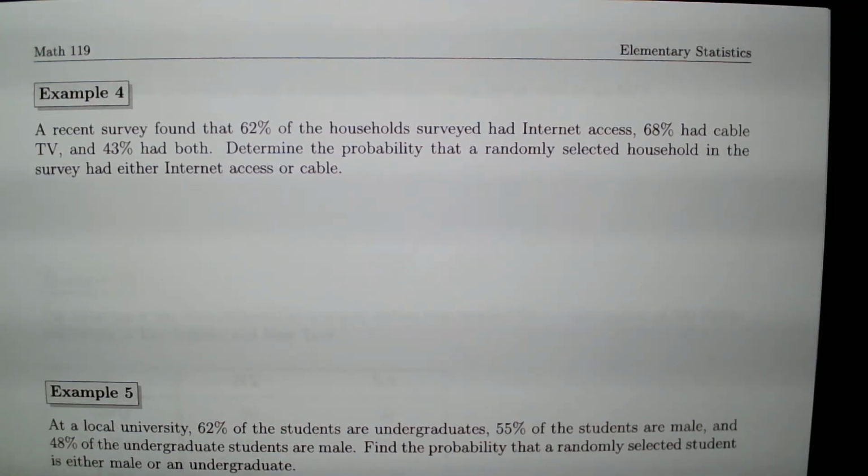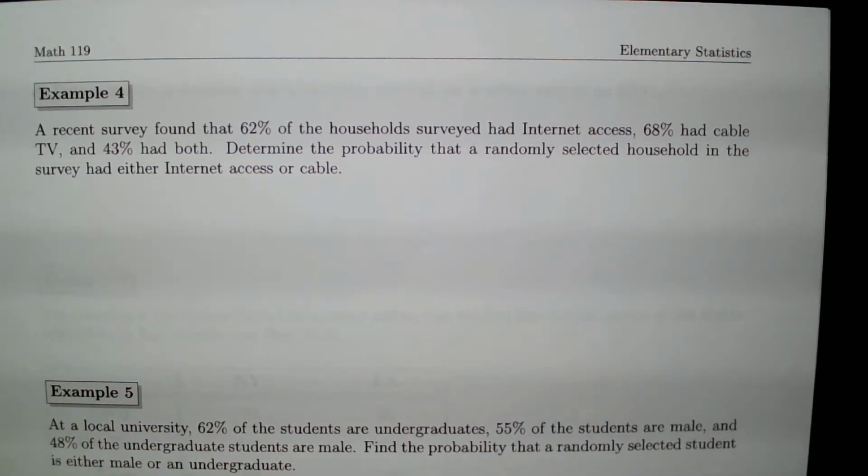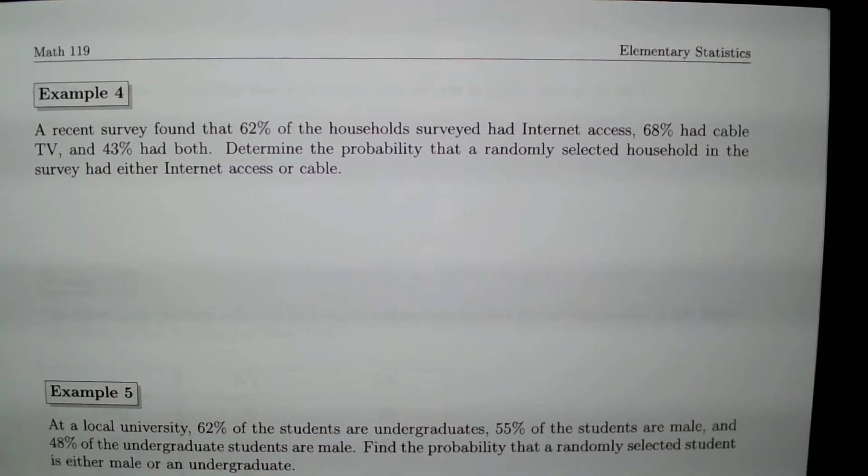So in this video we go over additional examples covering the addition rules. Alright, so we have this situation in which a survey found that 62% of the households surveyed had internet access, 68% had cable TV, and 43% had both. The question is to find the probability that a randomly selected household in the survey has either internet or cable.